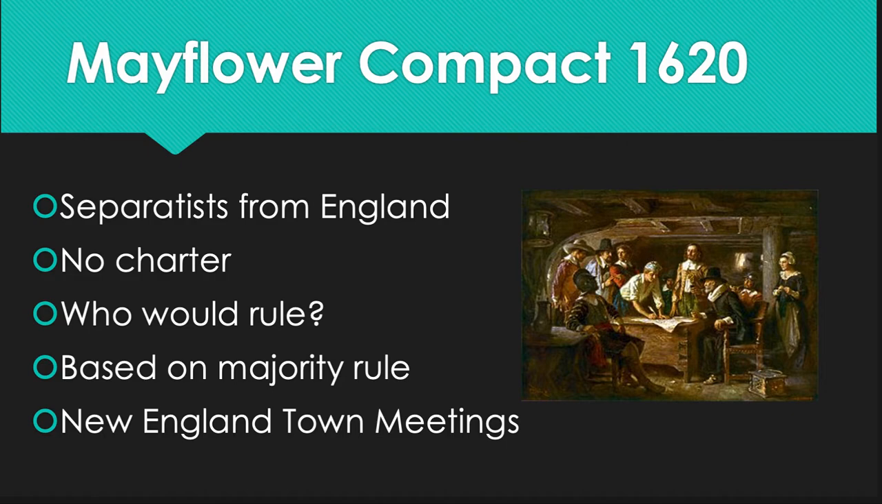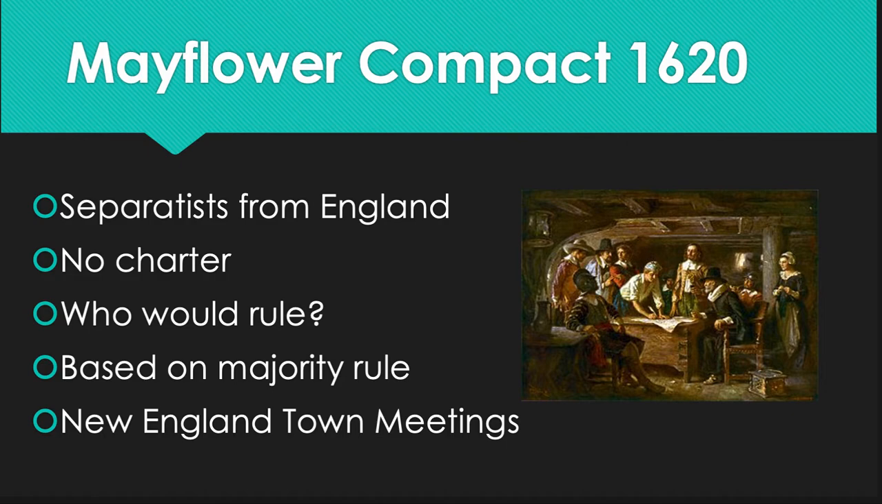On the way over, there is no charter formed out by the king. There was a huge question of who would rule. How are we going to figure this out? What will the government look like? And the answer to that question comes with the Mayflower Compact being signed on the ship on the way over in 1620. What this does is it comes up with a plan, an agreement that outlines a form of self-government.